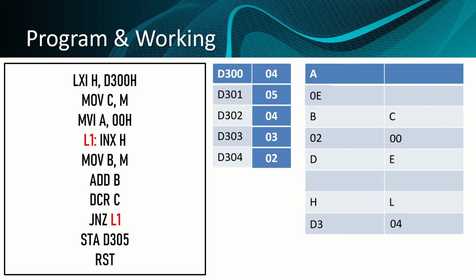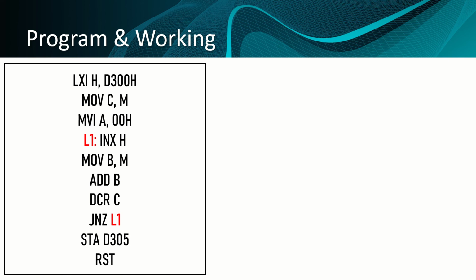The resultant, that is 0E, is present at the accumulator. And our last instruction is STA D305, which means that we need to store the data of A at memory location D305. The result of our whole program is 0E. Then we stop the program.